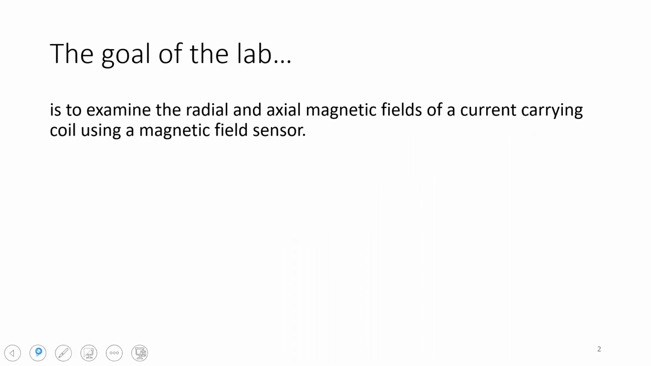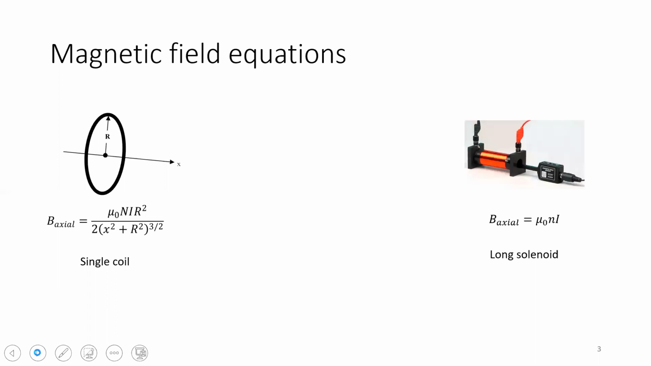So the goal of today's lab is to examine the radial and the axial magnetic fields of a current carrying coil using a magnetic field sensor. Right? So we're going to look at these coils with a sensor. What we would expect to see for our radial fields is something like this.